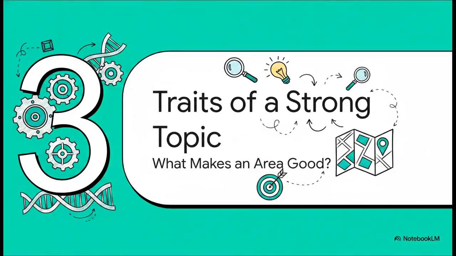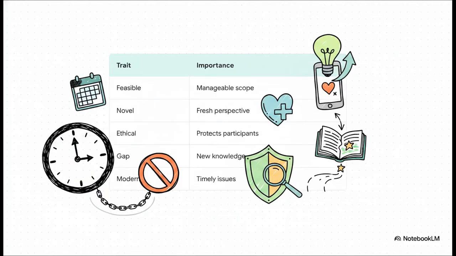All right, Part 3, Traits of a Strong Topic. What actually makes a research area good? A truly great topic is a balancing act between ambition and reality. A good research area absolutely must be feasible, meaning do you actually have the time, the budget, and the resources to pull it off? It also needs to be novel and tied to modern trends, so you aren't just echoing old news. You need that fresh perspective.